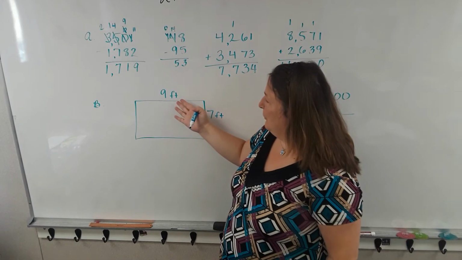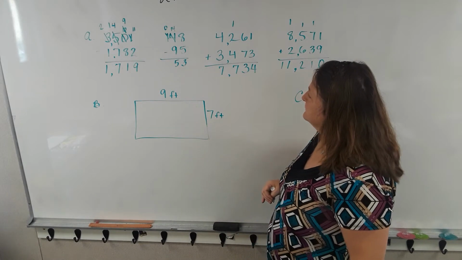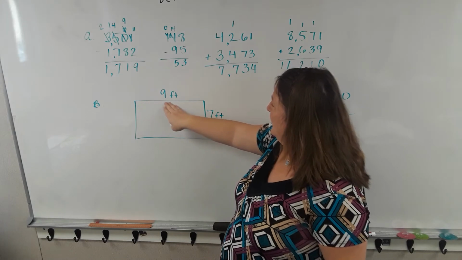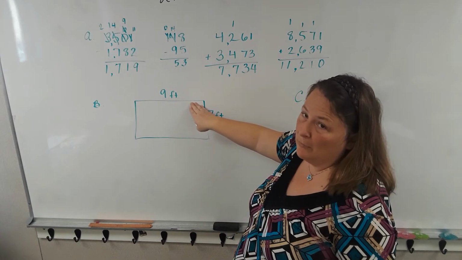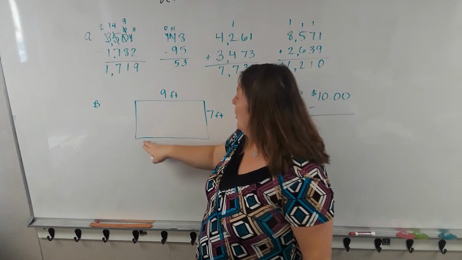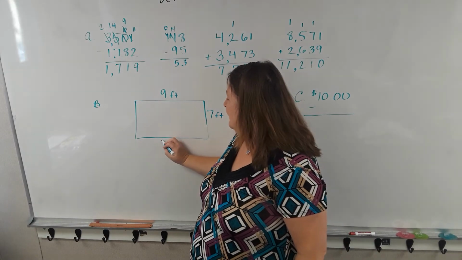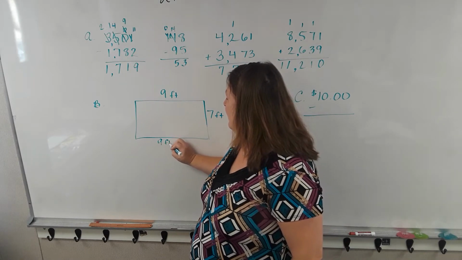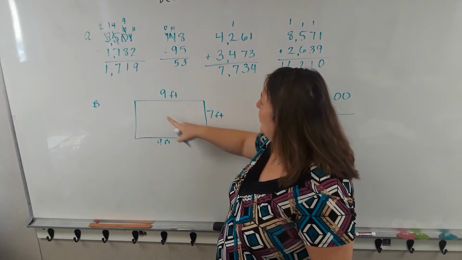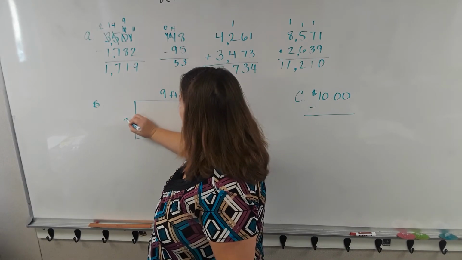How do we find the perimeter for this rectangle? This says that this side is 9 feet long. We know it's not really 9 feet long, but it's labeled as 9 feet long. So how long would this side be? 9 feet as well. This side is labeled as 7 feet long. So how long would this side be? 7 feet as well.